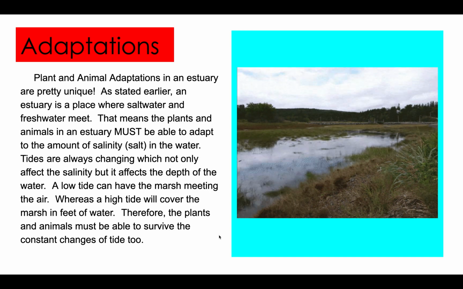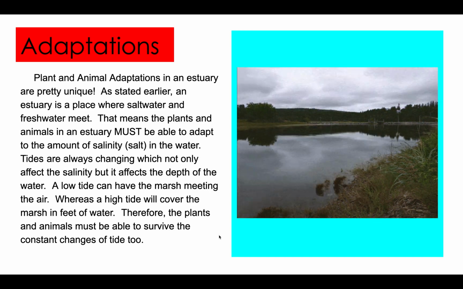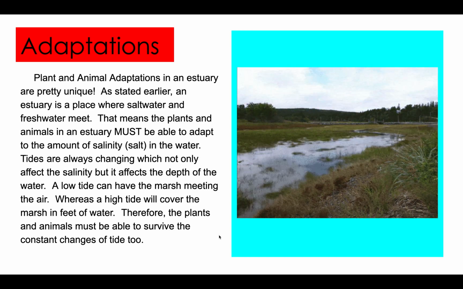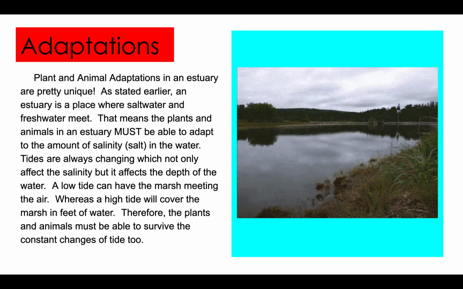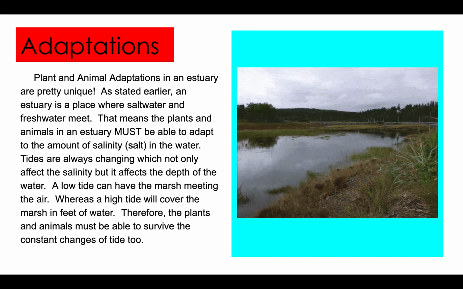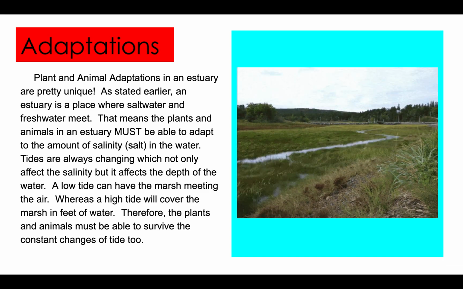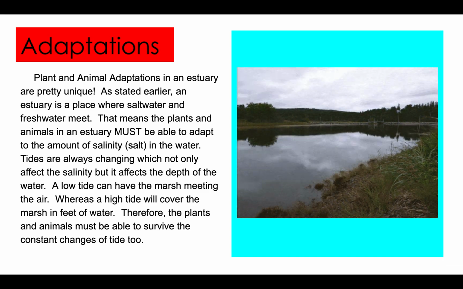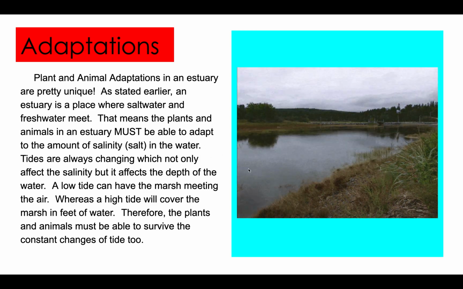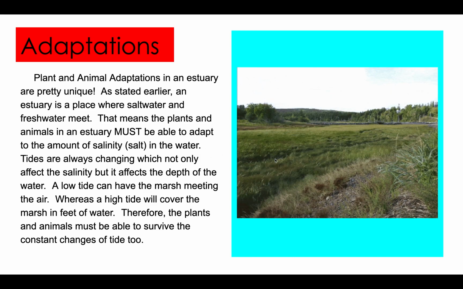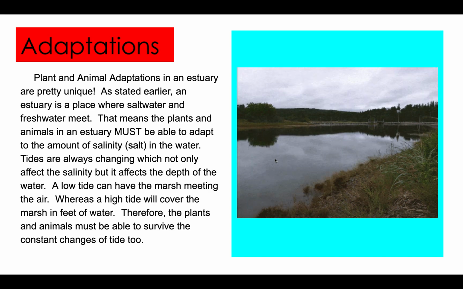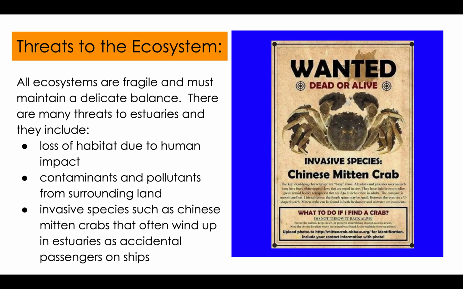And then you want to talk about the adaptations for plants and animals within your ecosystem. So what do the plants and animals need to have in order to make sure that they can adapt to this environment and this biome? So you want to make sure that the animals and plants are able to survive the different changes in the tides. So you really want to make sure that you have this on here as well.